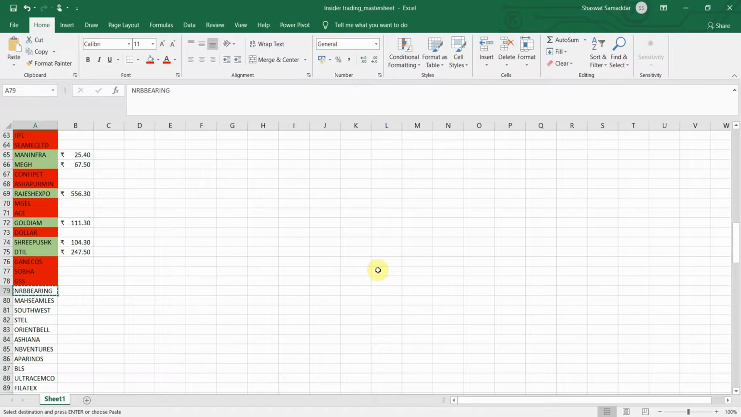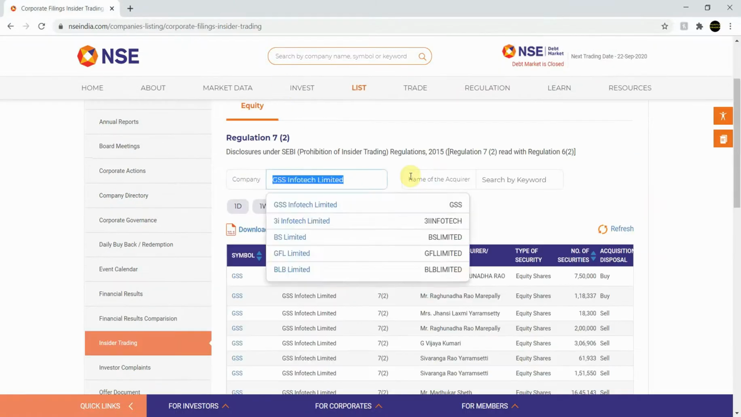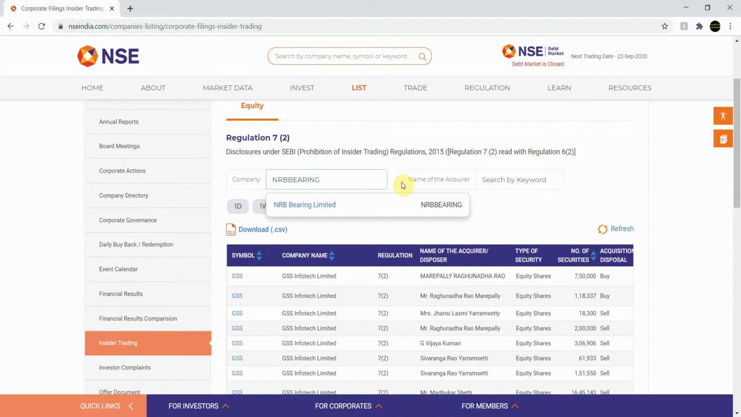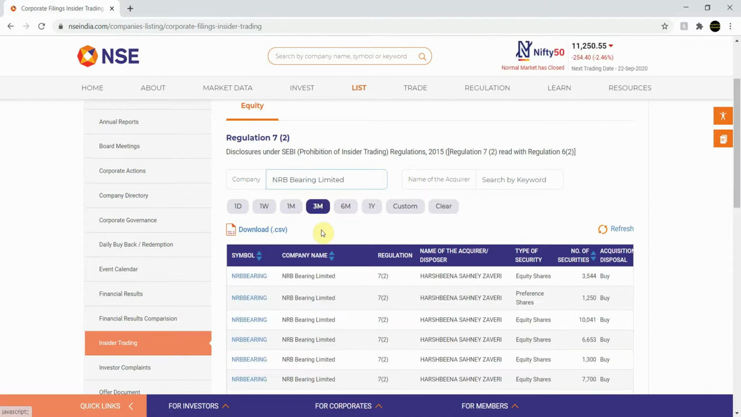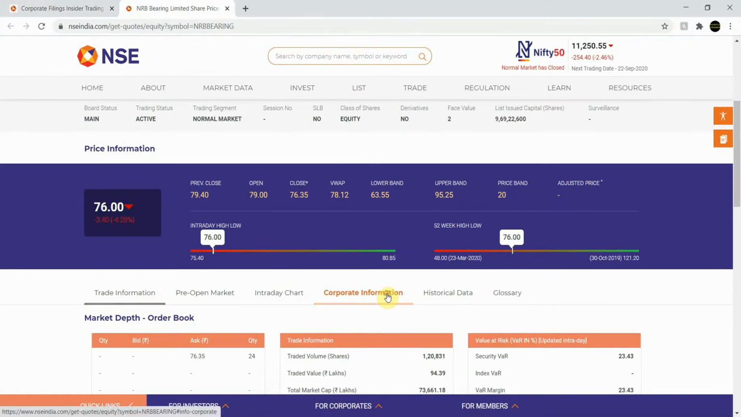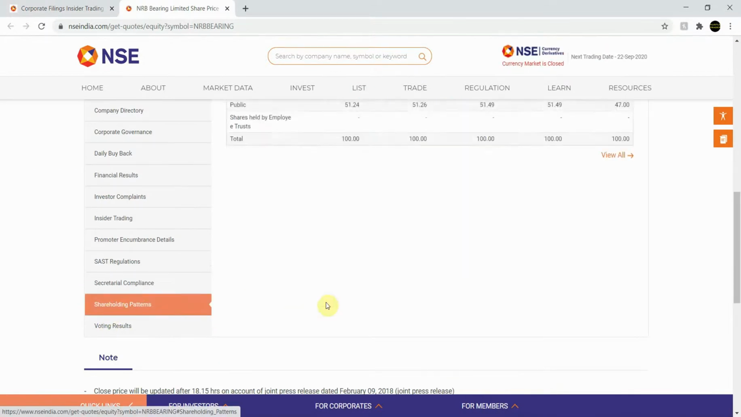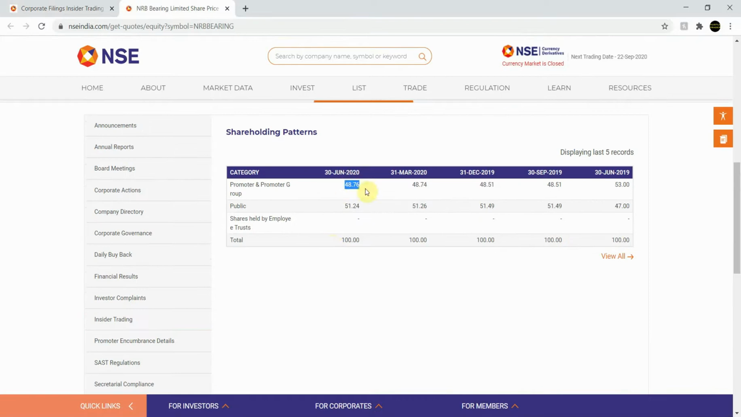Next is NRB bearing. Let me copy it down. I'll go to the company, I'll paste it here. NRB Bearing Limited. I'll click on this symbol NRB Bearing. Next, I will go to the corporate information. I'll check the shareholding pattern of promoter groups. Okay, so it's less than 50%.